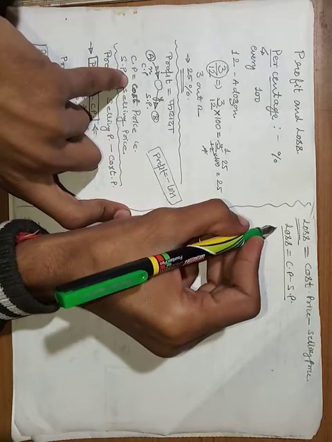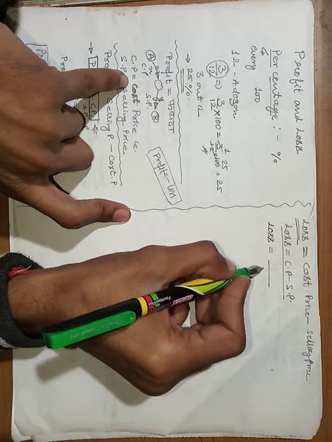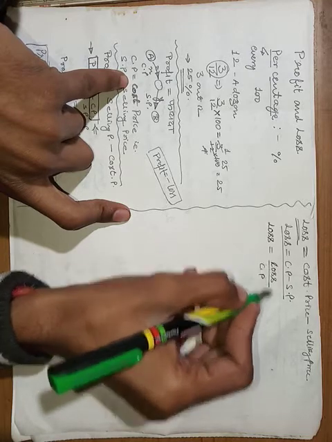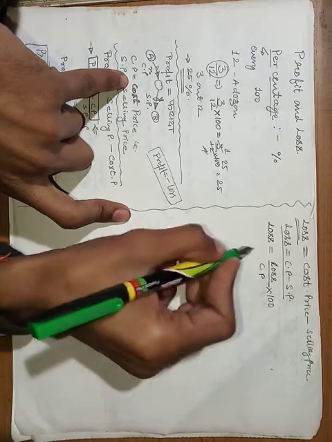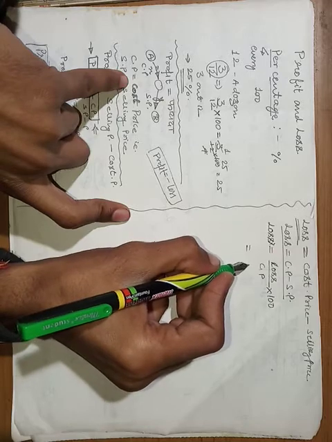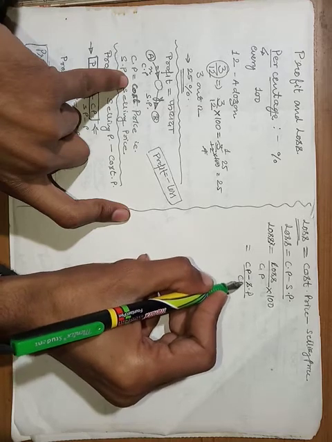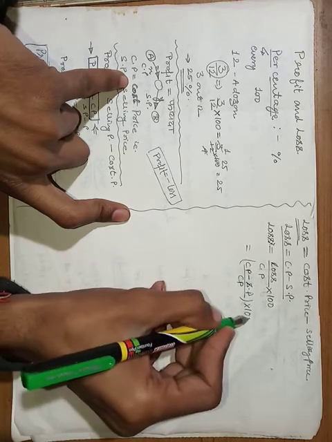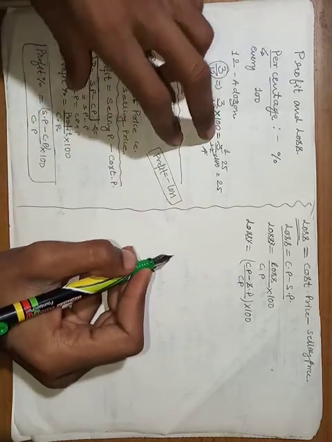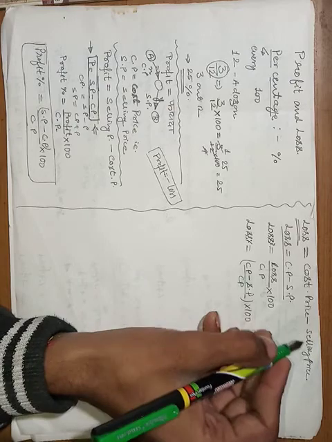Loss percentage is also calculated on the basis of cost price. So loss percentage is equal to loss upon CP into 100, that is, CP minus SP divided by CP into 100. That is equal to loss percentage. Okay, and that's all. You do not need anything else.